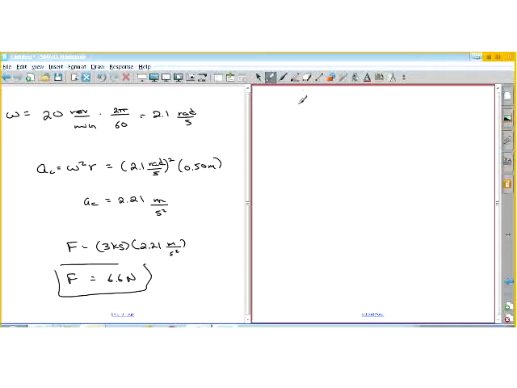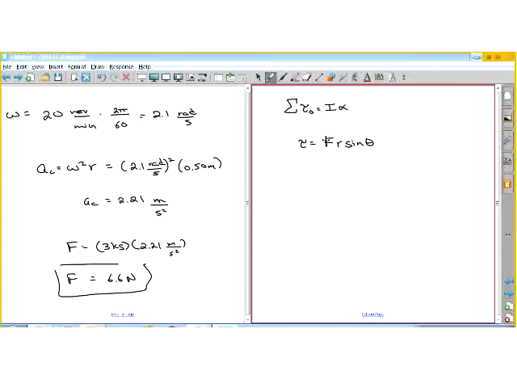Okay, so that was chapter 7 homework. In chapter 8, instead of having the sum of the forces equals mass times acceleration, we had the sum of the torques equals the moment of inertia times alpha. And remember, the torque is equal to a force acting through a distance.